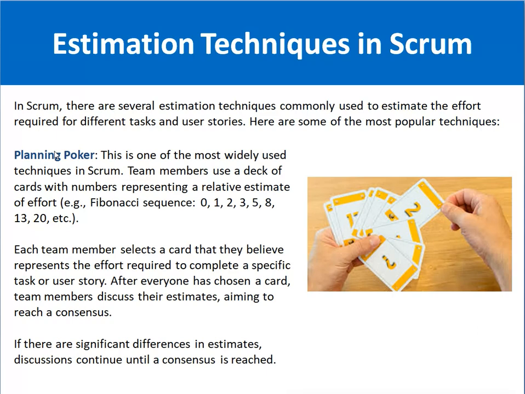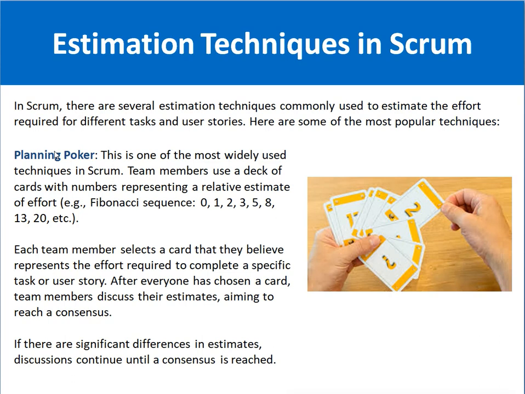That is, this is the feature required in a product. Now each team member selects a card that they believe represents the effort required to complete a specific task or user story. For example, I am saying 2 for a story, and you are saying 3 for the user story. Once everyone has chosen a card, team members discuss their estimates, aiming to reach a consensus. I was saying 2, you were saying 3, so with consensus we reach that 3 is the right point for this story.